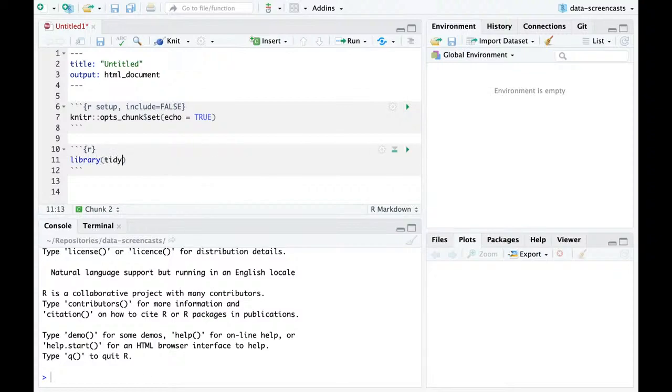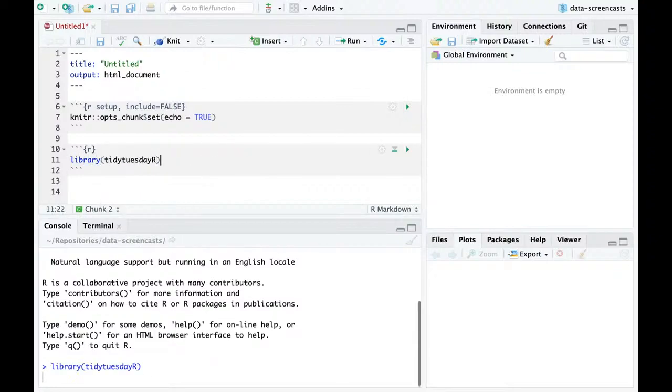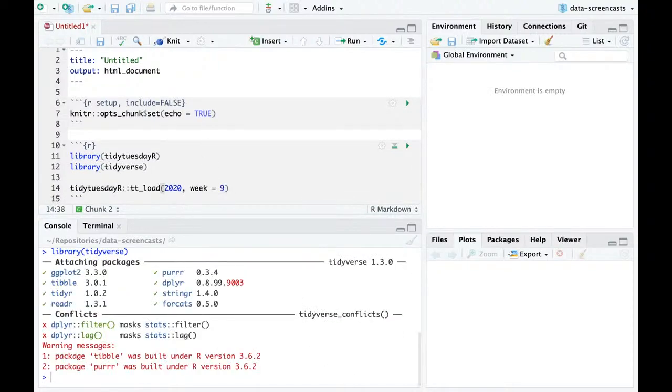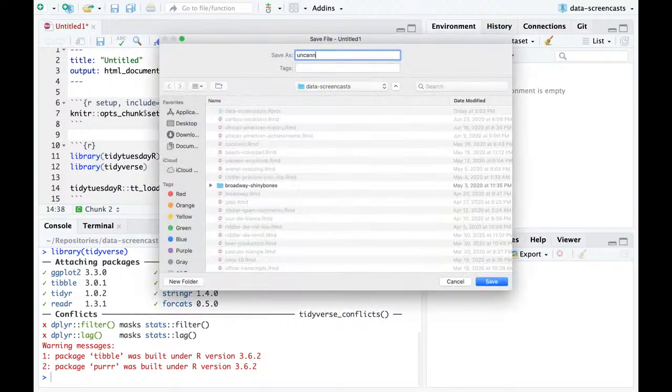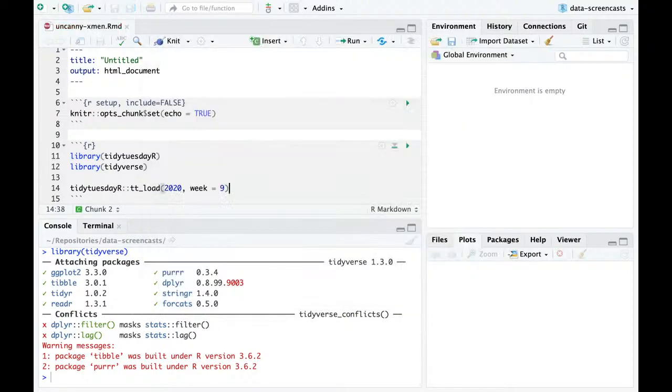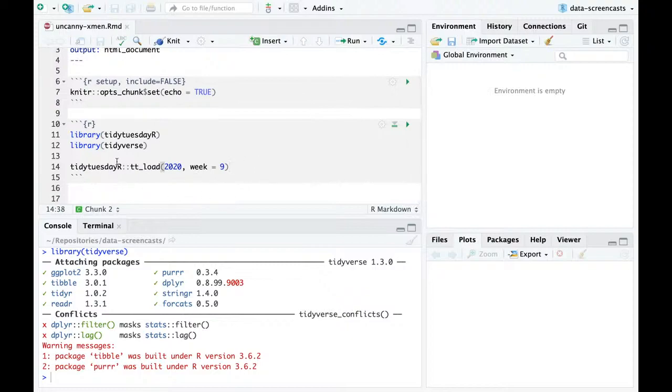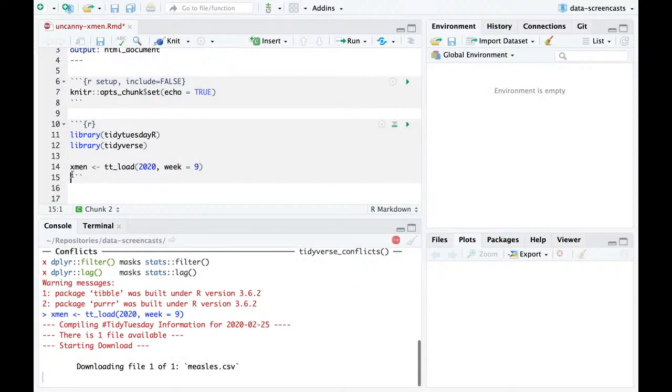So let's start this up. Let's do Tidy Tuesday R, tidyverse, save as Uncanny X-Men, and let's save this as X-Men.